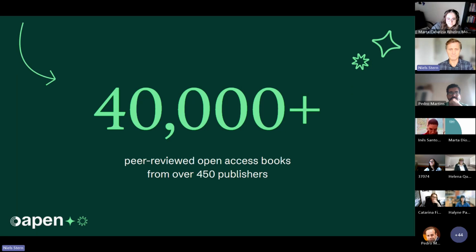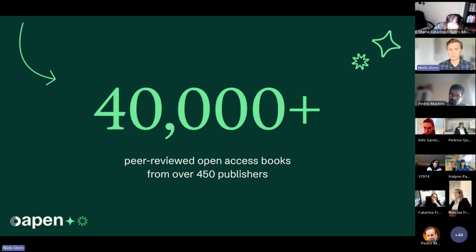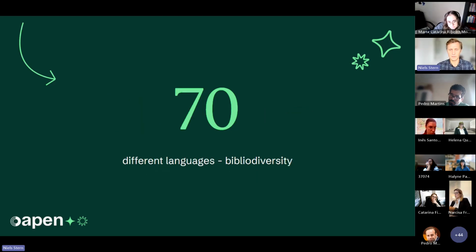For example, today we have over 40,000 books, from over 450 publishers. So we came from 6 presses, and now we have grown quite a lot. We also have books today in around 70 languages, and this is a very important point because Danish is a small language. Portuguese, okay, it's a bigger language, but there's that multilingualism aspect, which is really important to support what we call bibliodiversity.